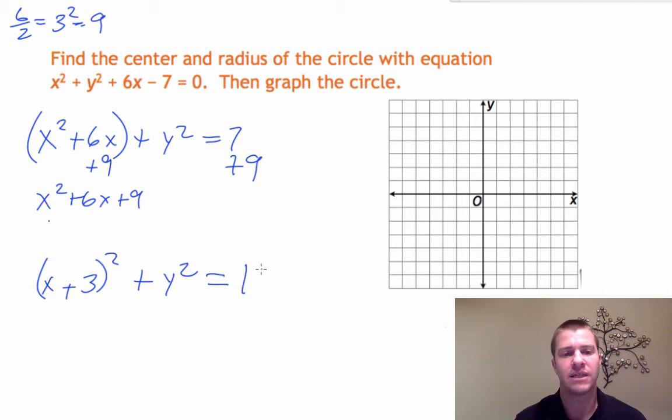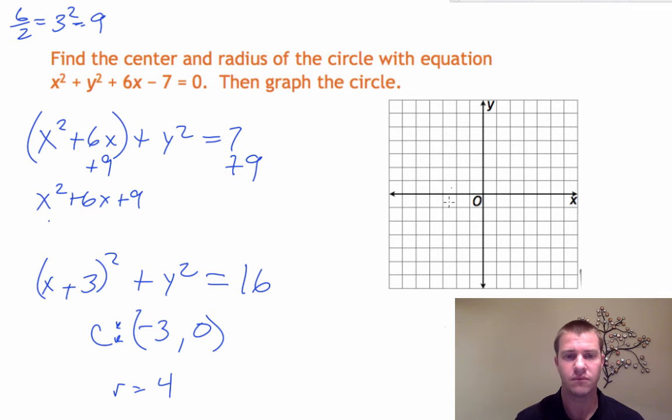So this becomes 16, and this means that my center for this is going to be, remember it's the opposite of that, so negative 3. The y value is 0 because it's just y squared, and the radius is the square root of 16, which is 4. So I have the center at negative 3, 0, and a radius of 4, 1, 2, 3, 4 in each direction, and that's it. There you go. Don't make fun of my circle.